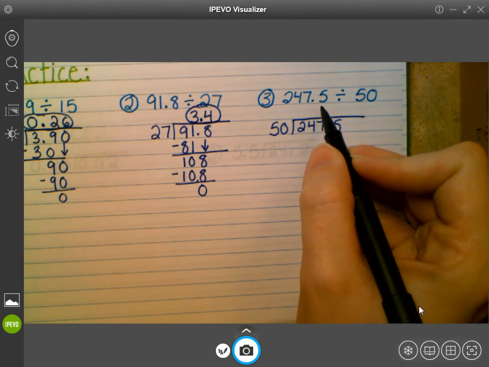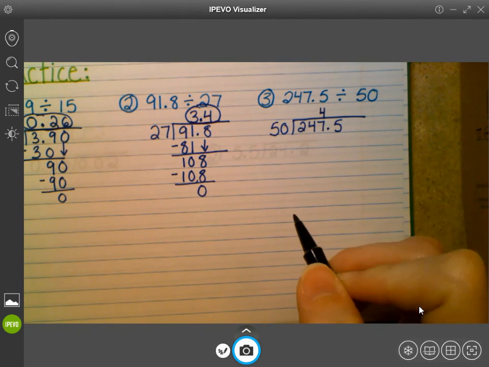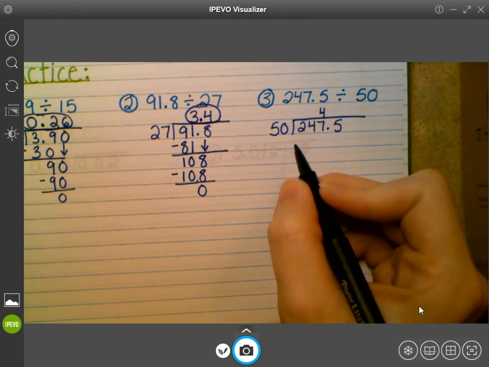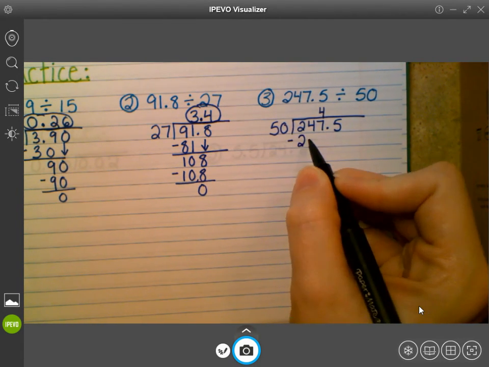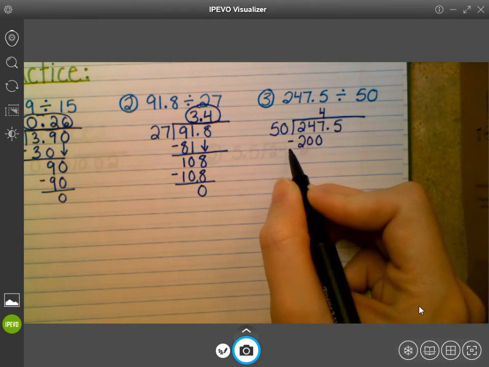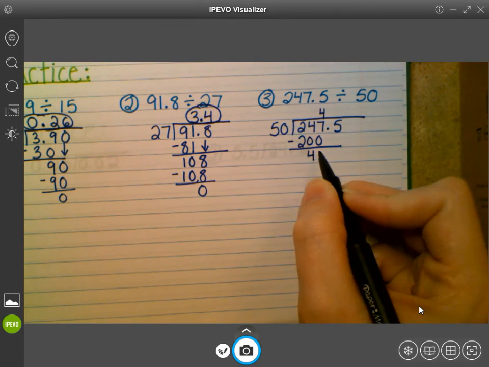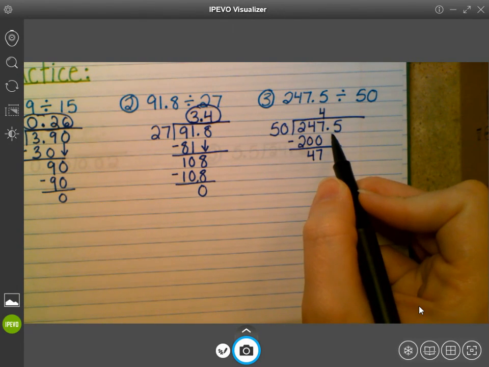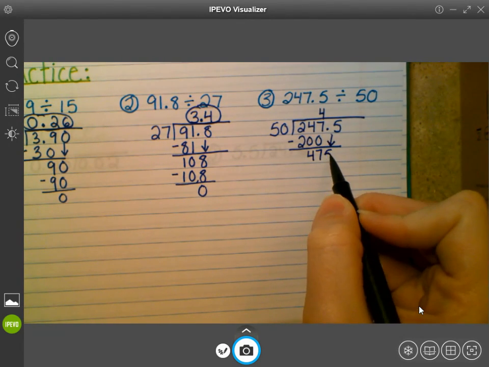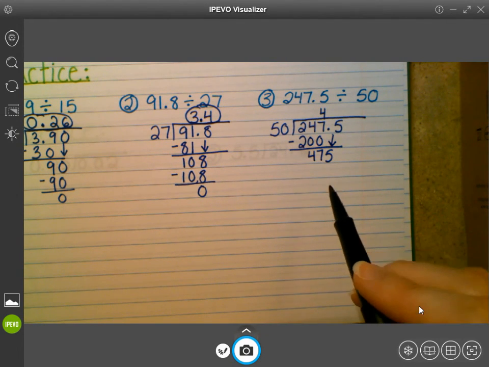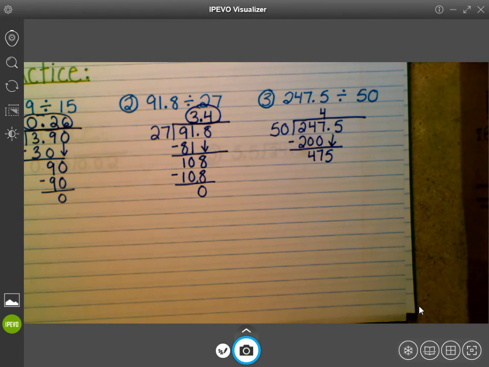So above the 7, I'm putting my 4. 50 times 4 is 200. So I'm going to subtract 200. 247 minus 200 is 47. Then I bring down my 5. How many times does 50 go into 475? How many times does it go in? 50 going into 475?